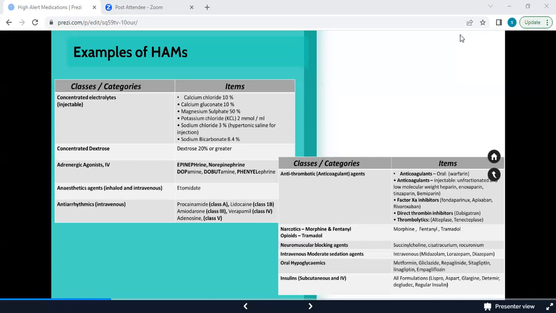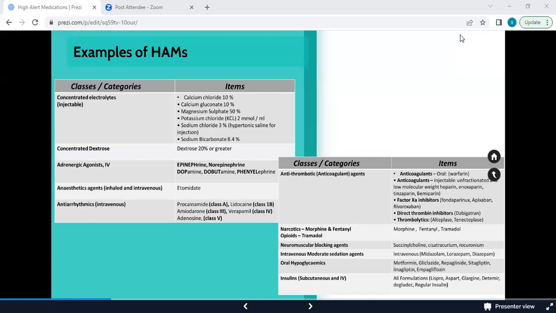Oral hypoglycemic agents. If you remember, we said that concentrated dextrose, giving sugar in high concentration, is a high alert medication, and oral hypoglycemics such as metformin, biguanides, and then the sulfonylureas, gliclazide, and then repaglinide, and then sitagliptin, linagliptin, and empagliflozin. Finally, we include also insulins.